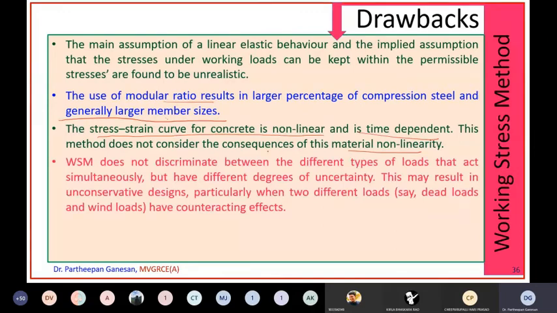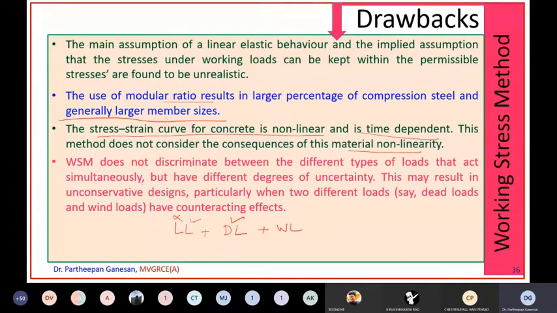Now, working stress method does not discriminate between the different types of load that act simultaneously. For example, sometimes live load will be there, while dead load will always be there. When people occupy the building, live load is there. When they are not there, live load is not there. For example, in our college, from 9 to 4, people are sitting inside the classroom. From 5 o'clock in the evening to 8 o'clock next morning, there is nobody, so there is no live load at all. At that time, live load is not acting. Similarly, sometimes wind load is there, sometimes wind load is not there.